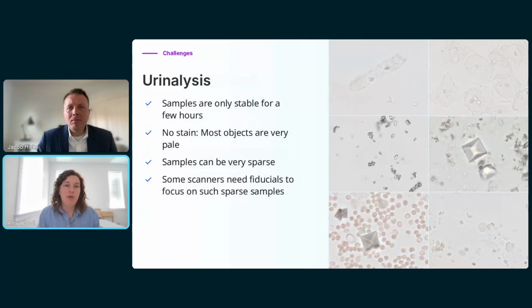As you can see, also there's no stain, and so a lot of these objects are really pale, and we're not able to use color to differentiate them in the way that we do with other slides or other sample types. These samples can be very sparse as well, so that has a lot of challenges for us, and sometimes fiducials are required for scanners to be able to focus because they're so sparse.